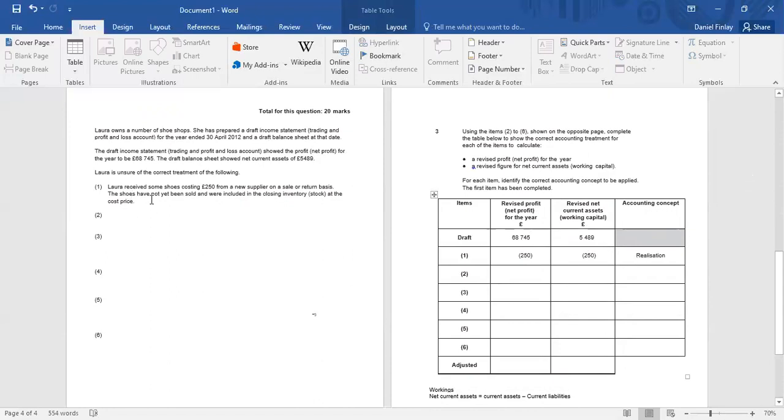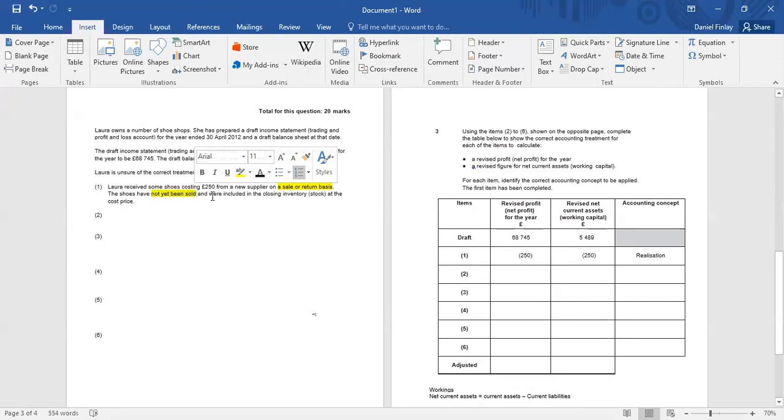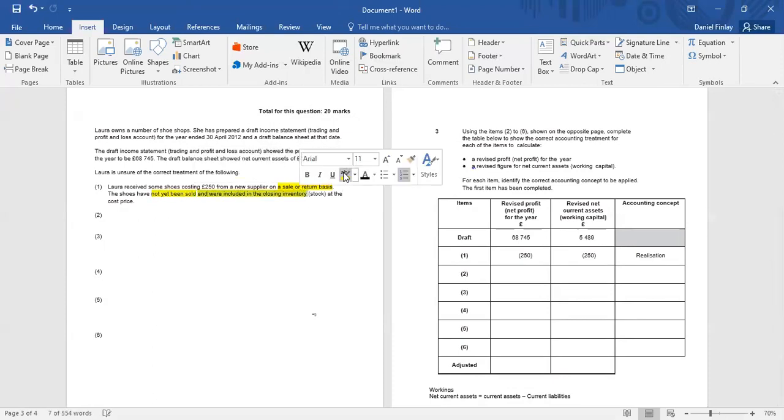So, first one, Laura receives some shoes costing £250 from a new supplier on a sale or return basis. So that's key there, so I'm just going to highlight that. And the shoes have not yet been sold and were included in the closing inventory. So as it's sale or return, technically that stock isn't hers because it's still the supplier's. She's just the middleman, so she shouldn't have included it in her closed inventory. So she needs to take it away from the closed inventory.